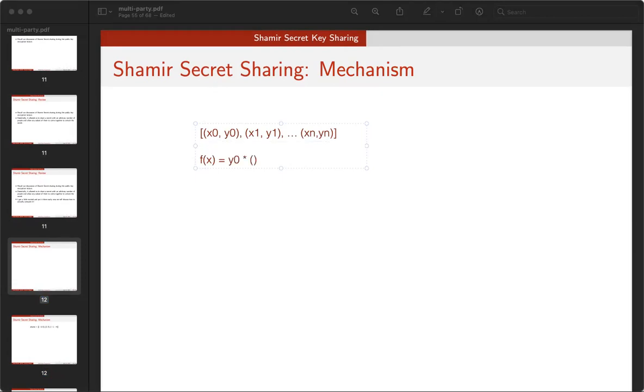Then what you can do is the function at X is equal to Y0 times, and at the top, it is X minus X1, X minus X2, ..., X minus Xn, divided by X0 minus X1, X0 minus X2, and so on and so forth.